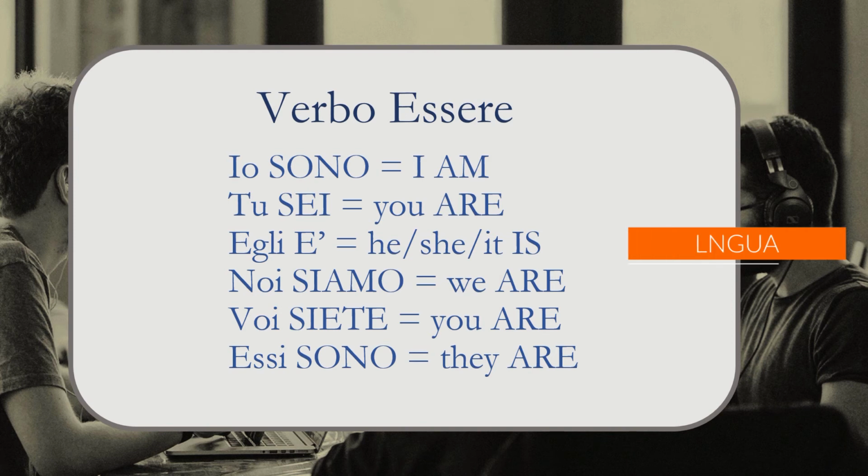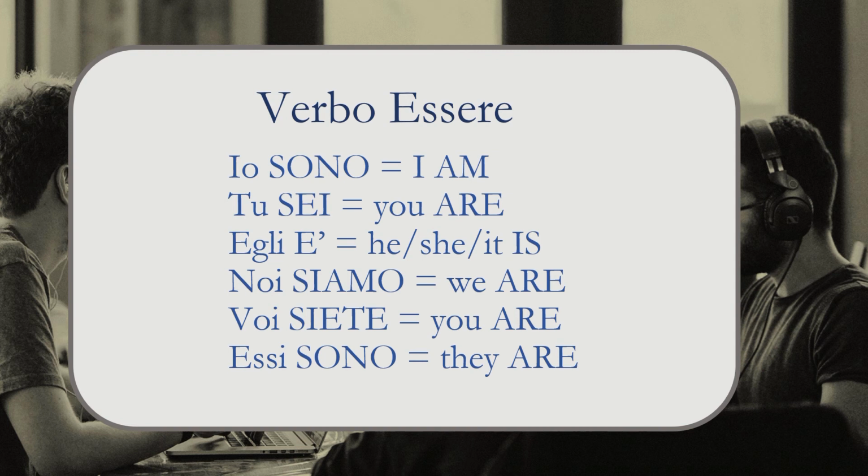Io sono means I am. Tu sei, you are. Egli è, or we can say lui è, lei è, or egli è, which means he, she, it is. And as there is an apostrophe on e, we pronounce this as a, and it's different than the a. The a without the apostrophe means and, and with the apostrophe it means is.